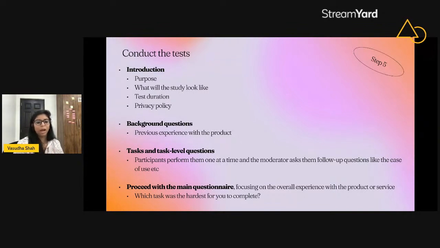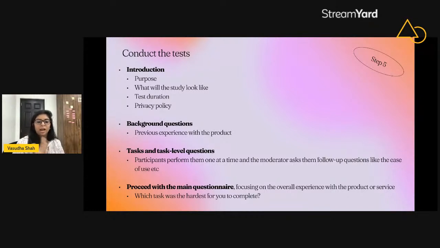Second would be to ask them background questions: their previous experience with the product, how well that has been. Was it an unpleasant or pleasant kind of experience? Why did that happen to them? What did they think of it? What are they perceiving of the product, and things like that?